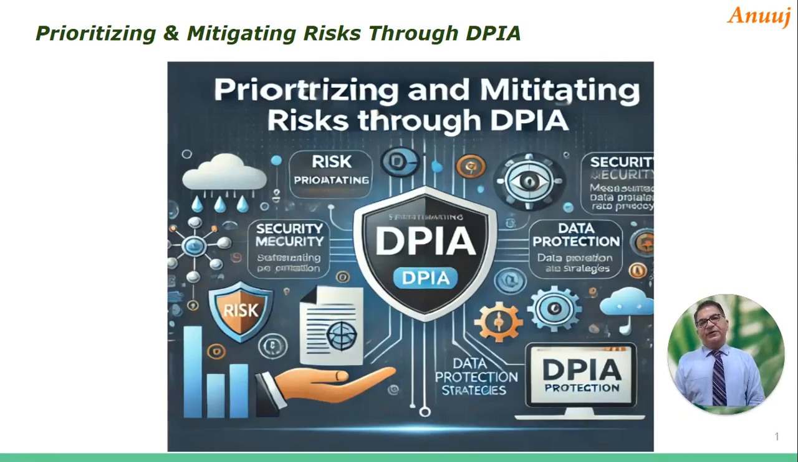In a few videos prior to this, we discussed what a data protection impact assessment is. In the last video, we talked about the risks and their impact. In this video, we are going to talk about how to prioritize the kind of risks that you could have with improper processing of personal information and how to mitigate them.